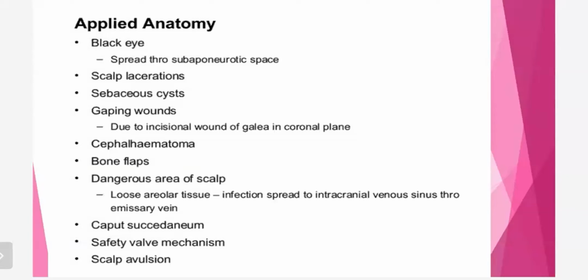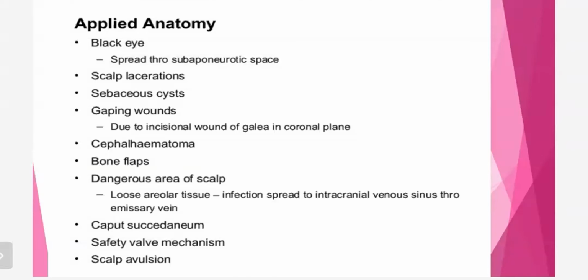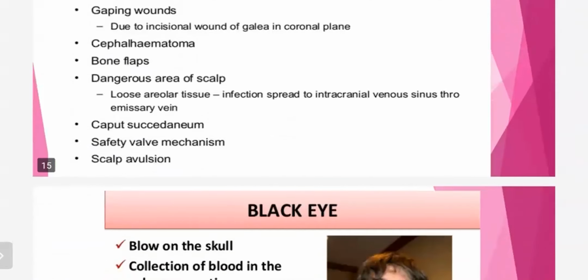And scalp lacerations will be highly painful, and a sebaceous cyst can easily happen in the scalp because of numerous sebaceous glands. And gaping wounds: if there is a cross injury in the scalp, then the frontalis muscle pulls the scalp anteriorly and the occipitalis muscle posteriorly, and a huge gap will form in the wound. And the cephalhematoma, which we will discuss, and the safety valve, because I think there is no need to go into the details.